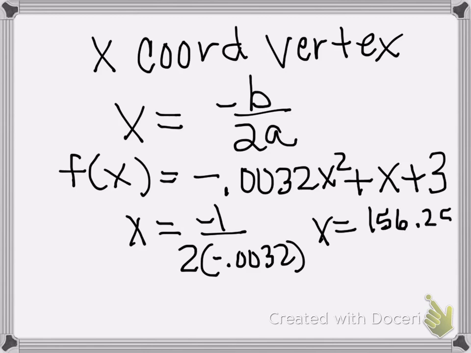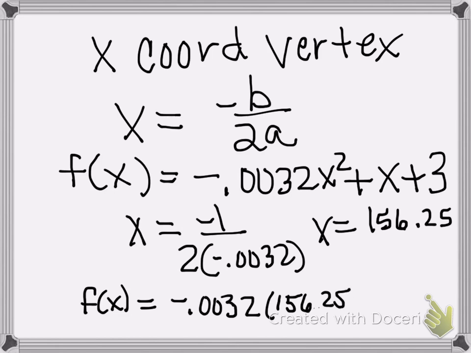156.25. And then all you have to do is plug that into your original equation, and you should be able to find y. Okay, so f of x, which is the same thing as y, is going to be equal to negative 0.0032, times 156.25, and we need to square that, plus 156.25, and then we have to say plus 3. I'm out of room here, so I'm running down to the end. And when you type that in, you should get 81.125.